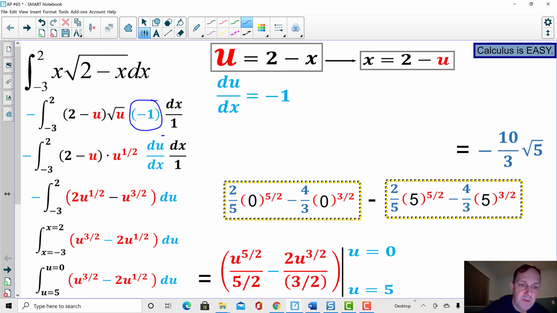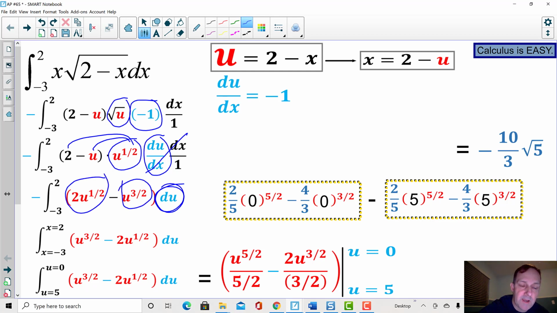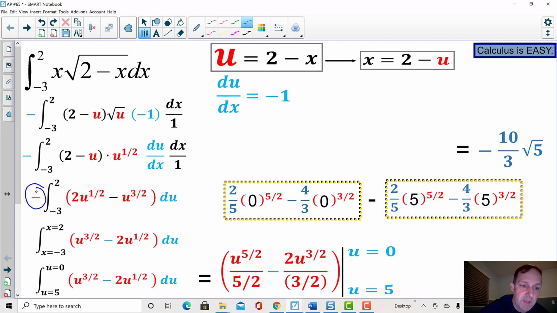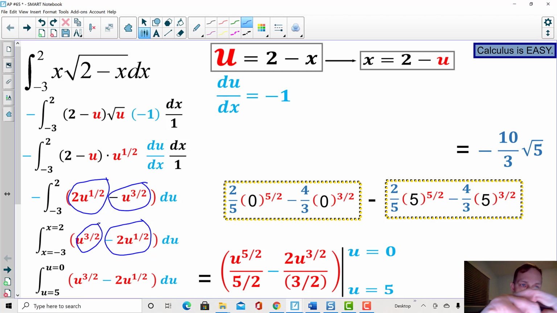Now our -1 is the same thing as du dx, so we can cancel the dx's, and we'll just be left with a du. Our square root of u is the same thing as u to the 1/2, so we can distribute the u to the 1/2 on both pieces. That'll give us 2u to the 1/2 minus u to the 3/2. Now I'm just going to distribute the negative on both pieces. I think it'll just make it a little bit easier. So this positive 2u to the 1/2 is going to become negative 2u to the 1/2. And this minus u to the 3/2 is going to be plus u to the 3/2.